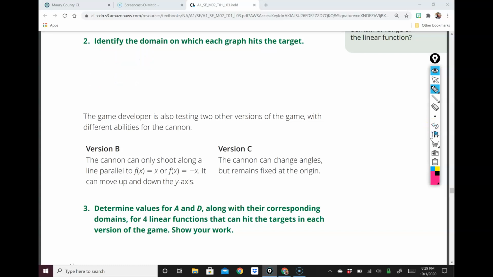Let's keep going. The game developer is also testing 2 other versions of the game with different abilities for the cannon. Version B, the cannon can only shoot along the line parallel to f of x equals x, or f of x equals -x. It can move up and down the y-axis. The cannon can change angles, but it remains fixed on the origin. Determine the values for a and d along with their corresponding domains for the 4 linear functions that can hit the target in each version of the game. Show your work.